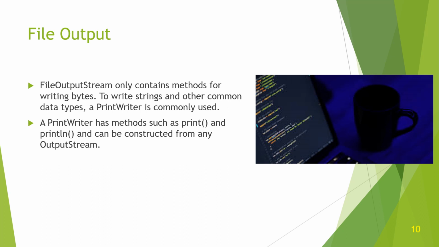File output. A file output stream only contains methods for writing bytes, not for writing strings and other common data types. A print writer is commonly used. Print writer has methods such as print and println and can be constructed from any output stream.